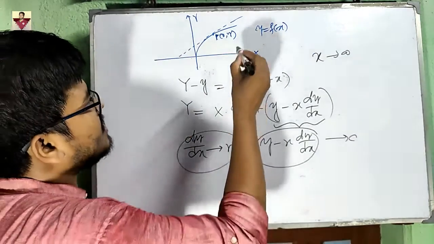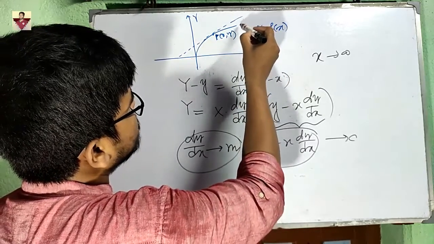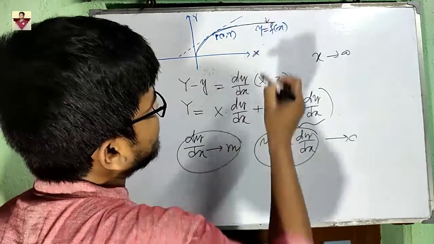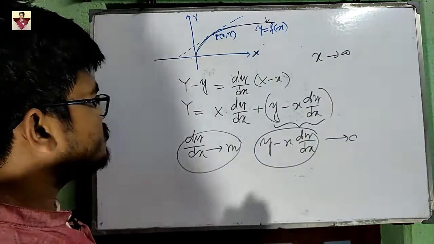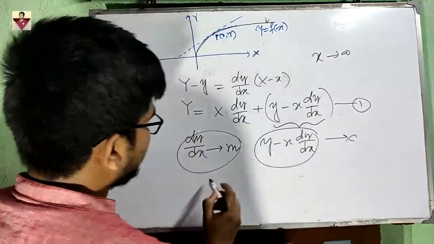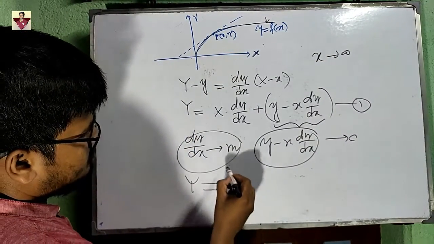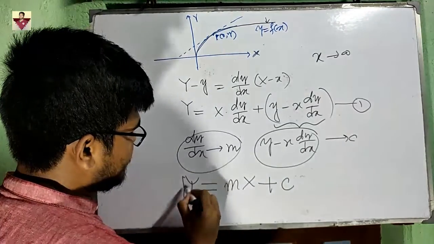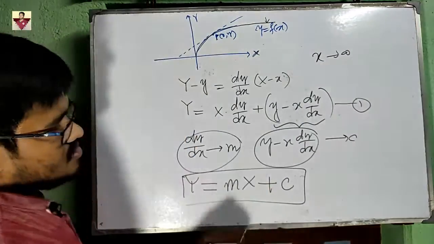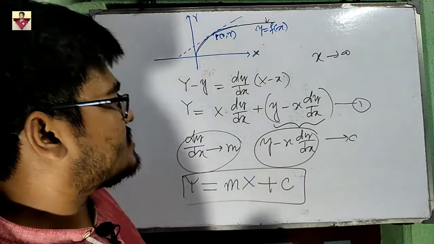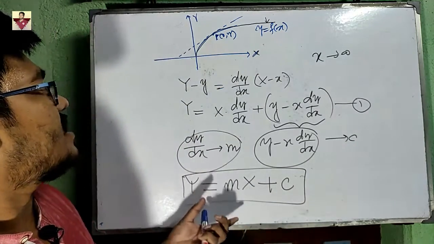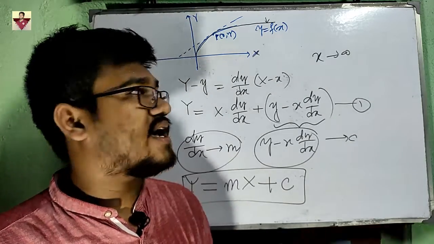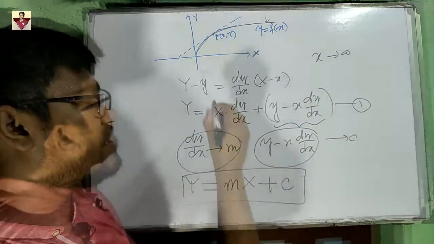As you can see, if x goes to infinity and y goes to infinity, the slope of the curve goes flatter and flatter. Flat means dy by dx will be constant. So if you put in this equation, you will find y equal to mx plus c. Under the condition of asymptotes, you find that the tangent, which is a straight line to the curve, is the asymptote of this function y equal to f(x).